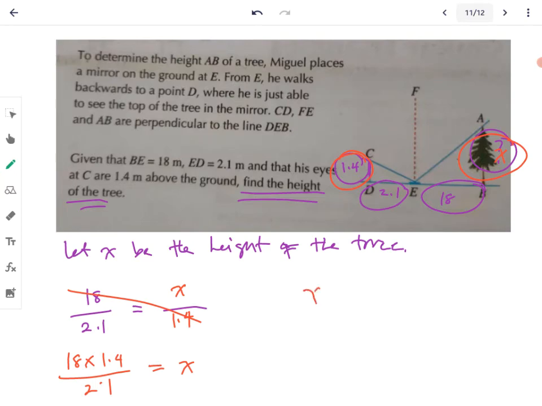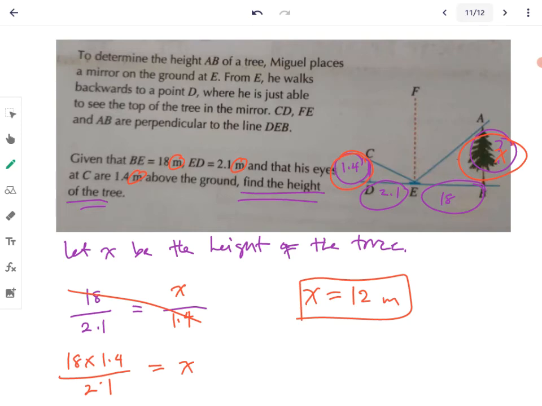So therefore here x is 12 meters. Be careful, check if the units are the same, because if the units are not the same, you need to convert one from one unit to the other to make them the same, so that you can set up the equation. And therefore the height of the tree is actually 12 meters. Okay.